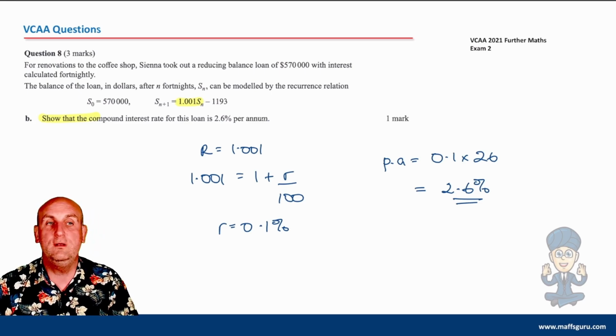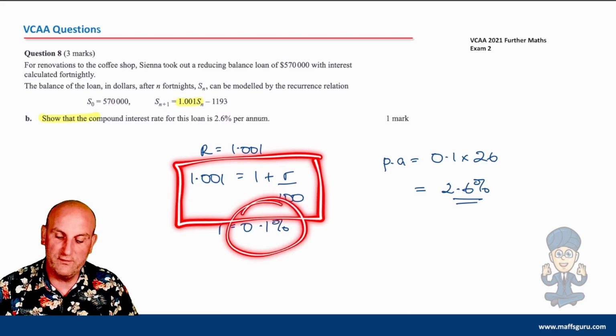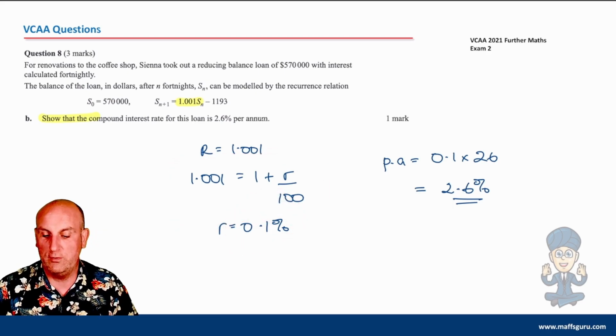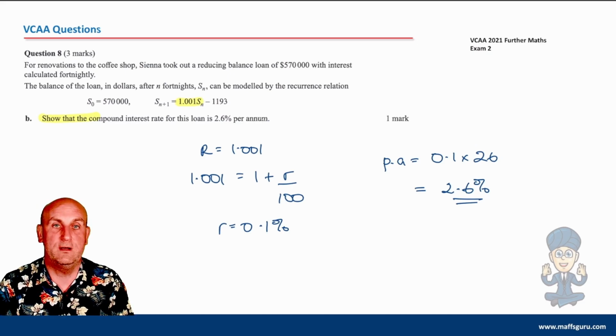And the examiners will only give you the mark if there is an indication that you have worked out your value of R. I'm guaranteeing they're looking for 0.1 and then 0.1 times 26 for you to be able to get the mark. You can't just write 2.6%, even if you've worked it out on your calculator, because you haven't shown that. And there we are, done.